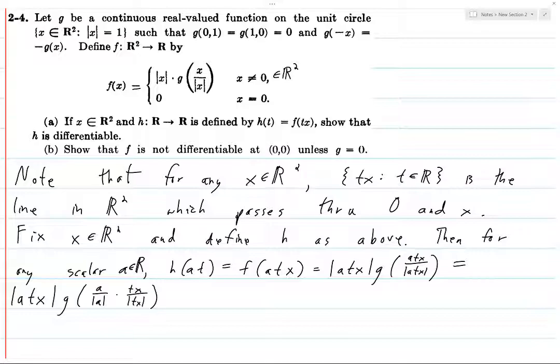So, for any scalar, what is a over the norm of a? Well, if a is positive, then this is going to be 1. If a is 0, this is undefined. But when a is 0, h of at is just h of 0, which is f of 0, which is 0, so you don't have to worry about it. But otherwise, you have this.